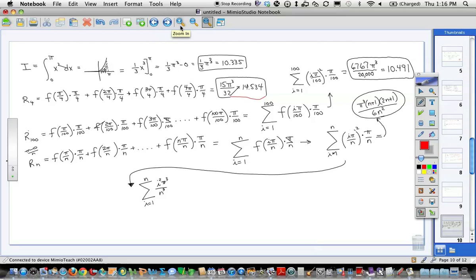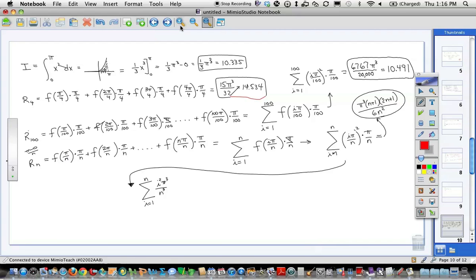Now, it's probably not shocking to you, if you are seeing at all where we're headed with this, that some of the properties of sigma are very similar to the properties of integrals. And one of the properties of sigma is that we can pull out a constant.